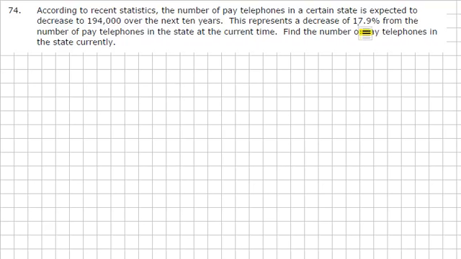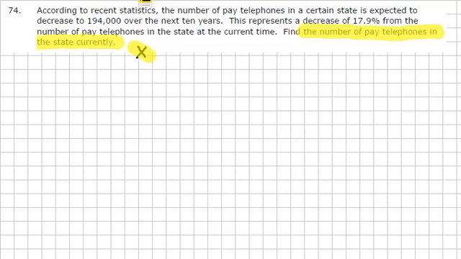So our first step will be to assign a variable to the unknown quantity. We're trying to find the number of paid telephones in the state currently. So let's assign the variable x to that quantity. x represents the number of paid telephones in the state currently.